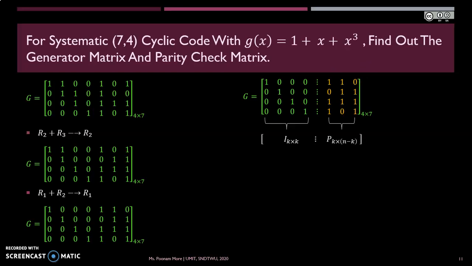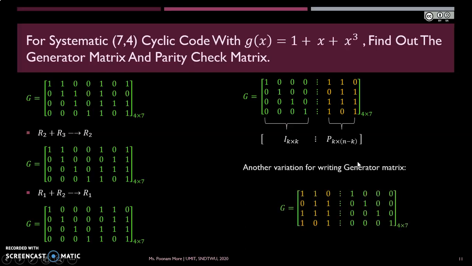The parity matrix is also known as the coefficient matrix. Here the identity matrix will be of the form k by k, which is nothing but a 4x4 matrix, and the parity matrix is k by n minus k, which in our case is a 4x3 matrix. This is one of the variations. The other variation for the generator matrix, as I have already discussed, is the one in which you have the parity matrix first followed by the identity matrix.